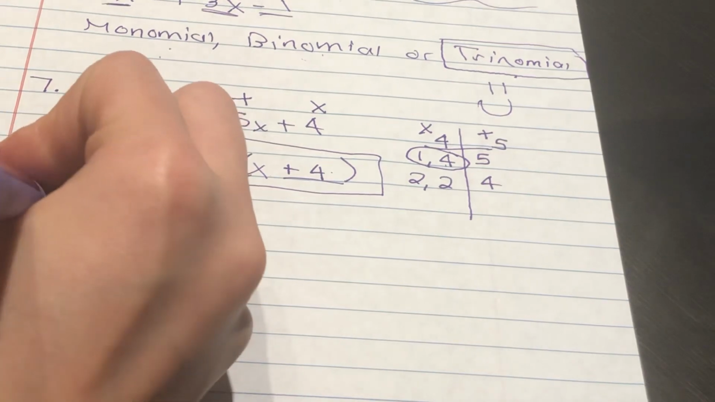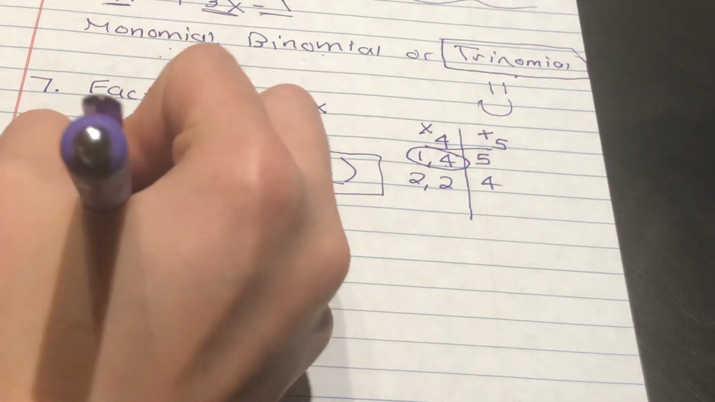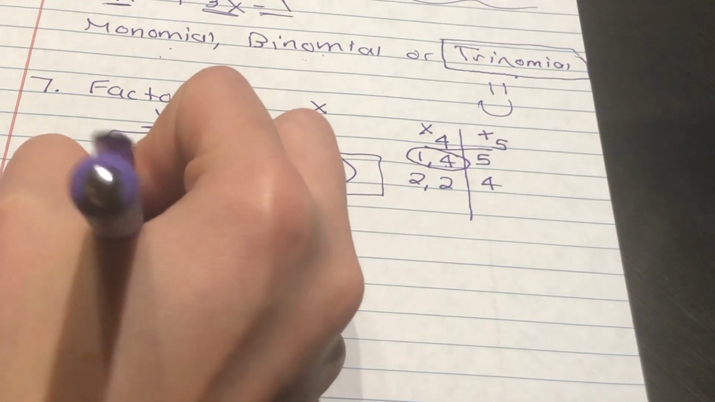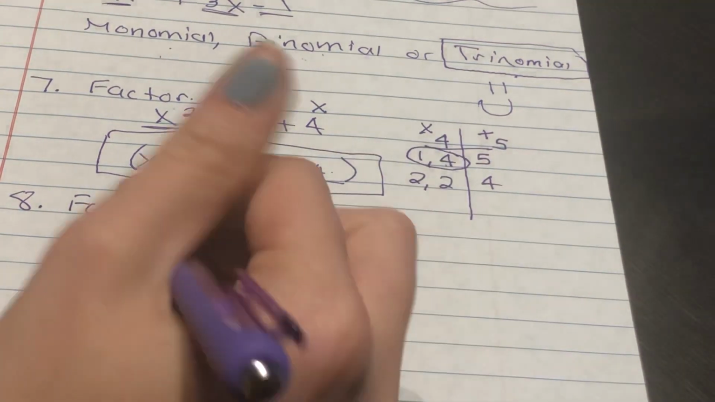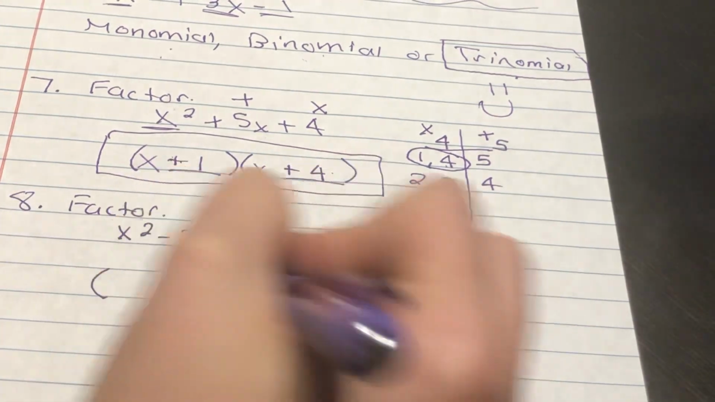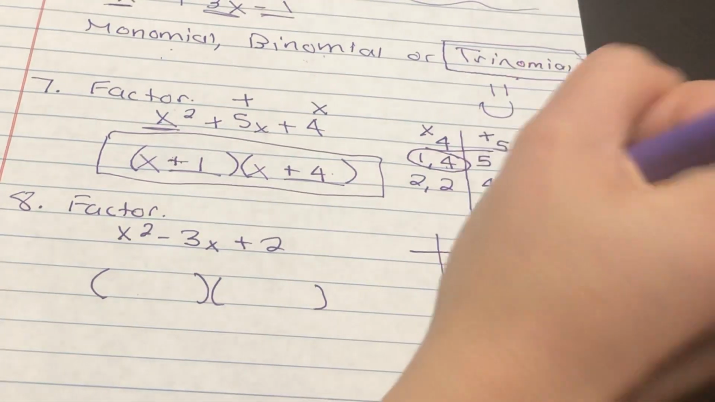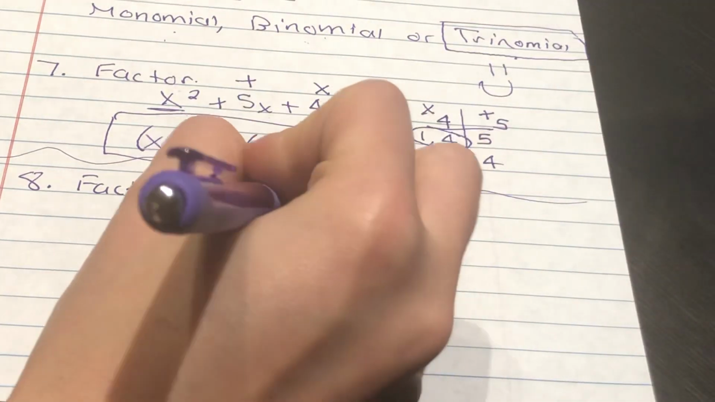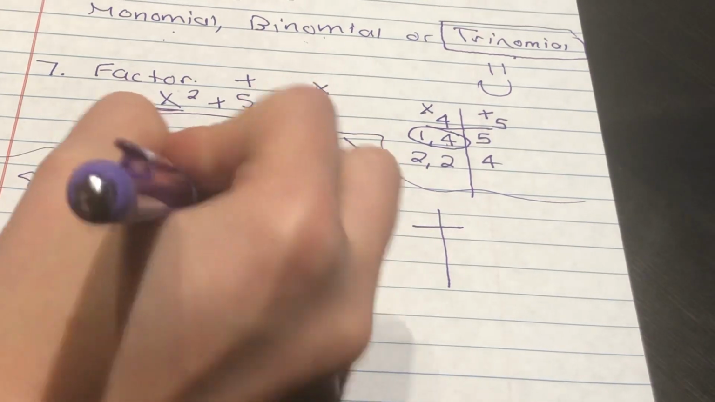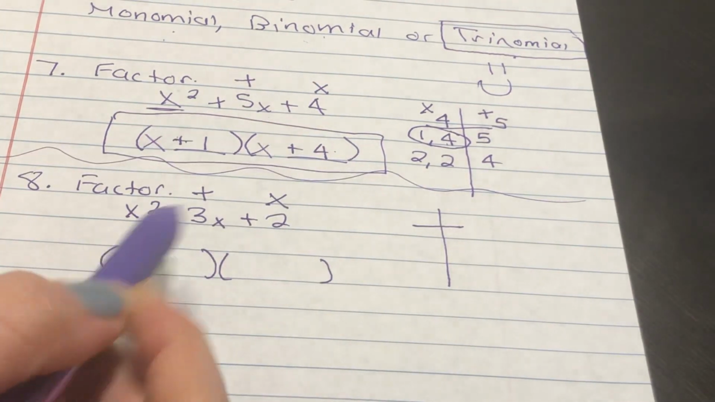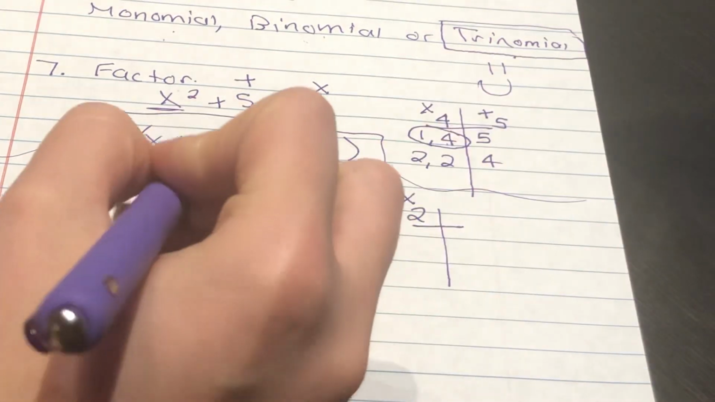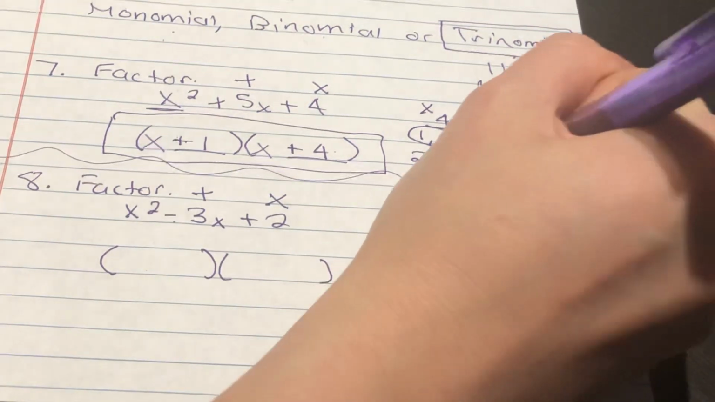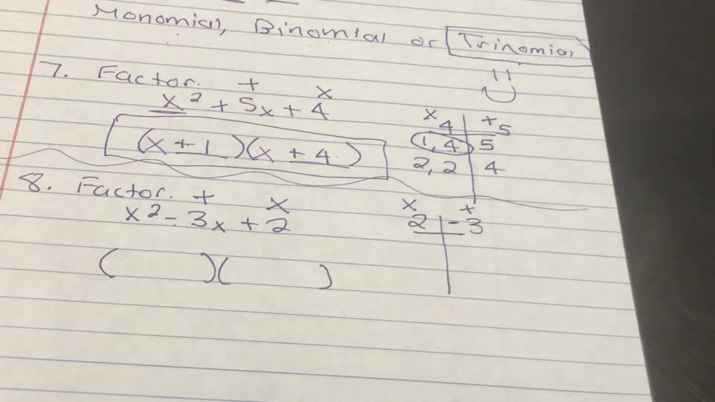Let's try number 8. Factor again. We're going to factor x squared minus 3x plus 2. I know it's a trinomial, so I know my answer is going to look like this. I need to find 2 magic numbers that multiply to get 2 and add up to get negative 3. But notice now we have a negative. So they have to multiply to get 2, and they have to add to get negative 3.